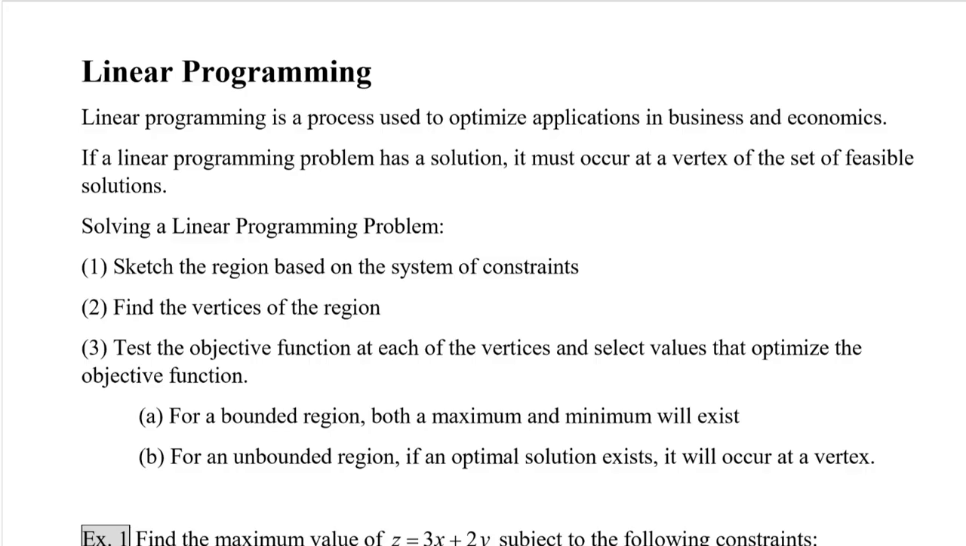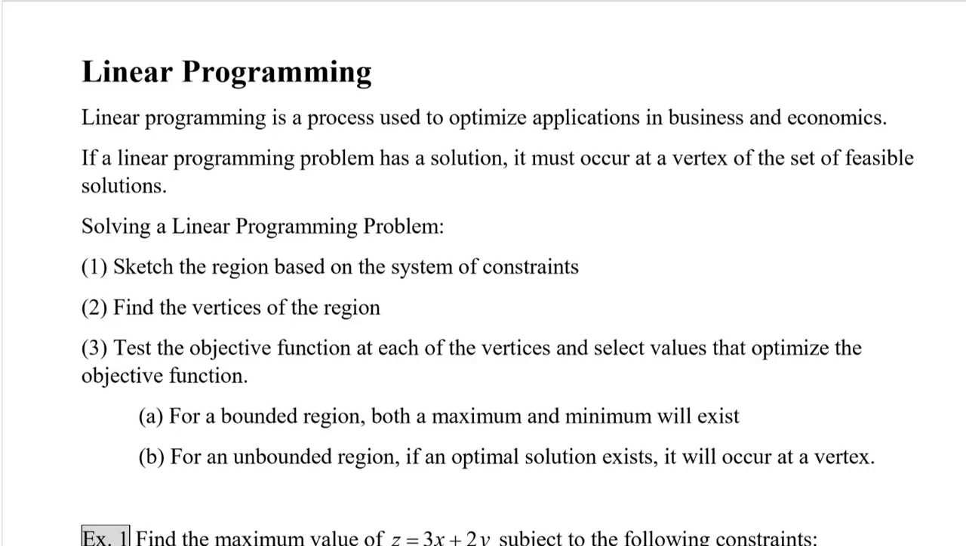Welcome to today's lesson, which is called linear programming. Linear programming is a process used to optimize applications in business and economics. If a linear programming problem has a solution, it must occur at a vertex of the set of feasible solutions.